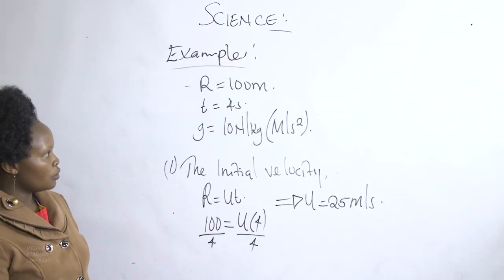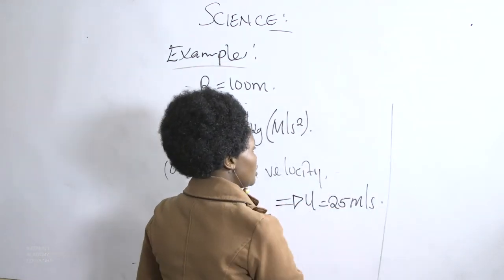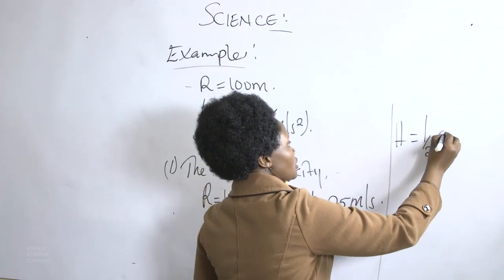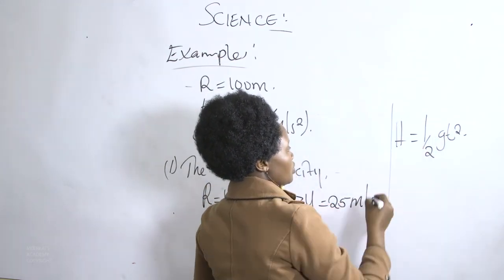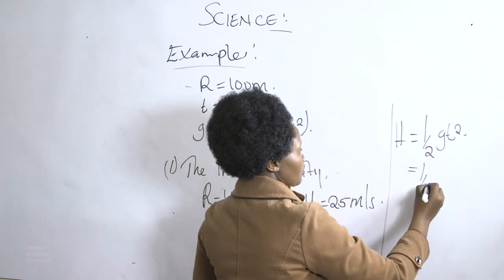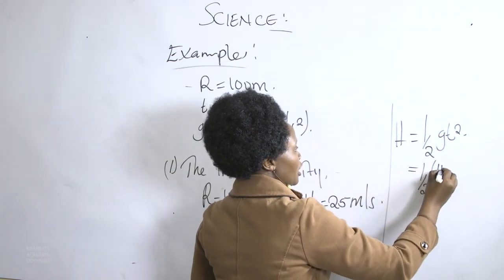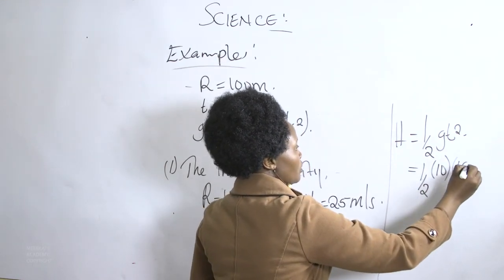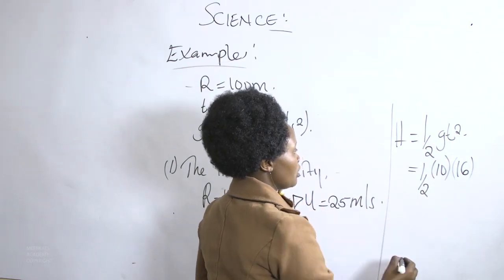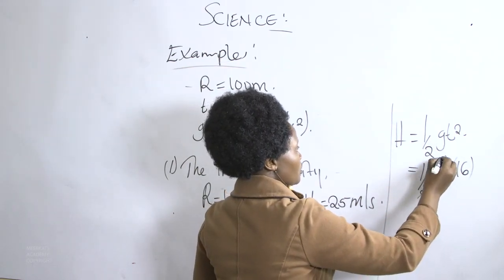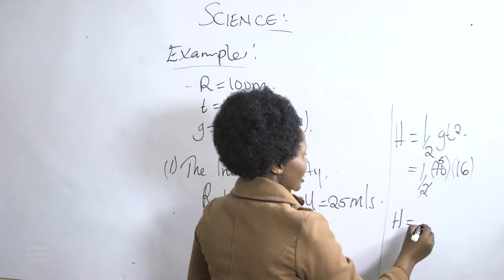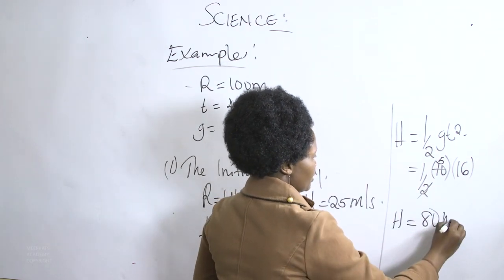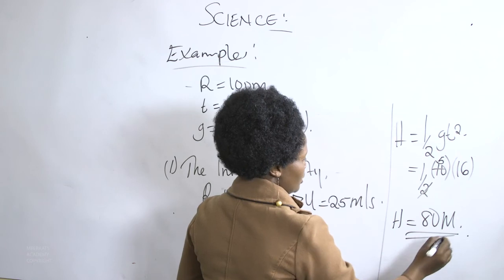Now, we also want to get the height of the cliff. It is given by a half gt squared, and we substitute for g as 10, and we multiply this by the square of time, which is 16, and this gives us the height as 80 meters.